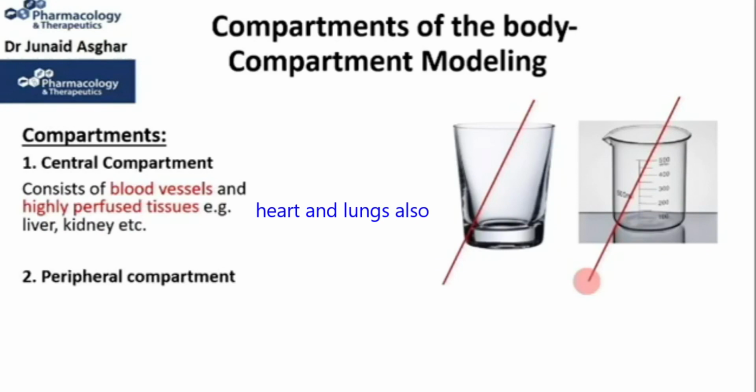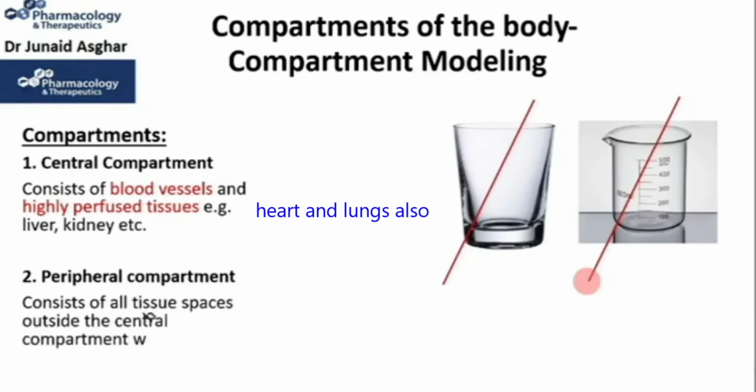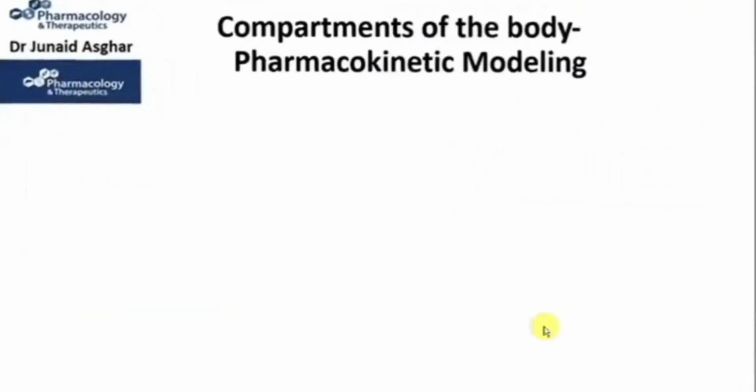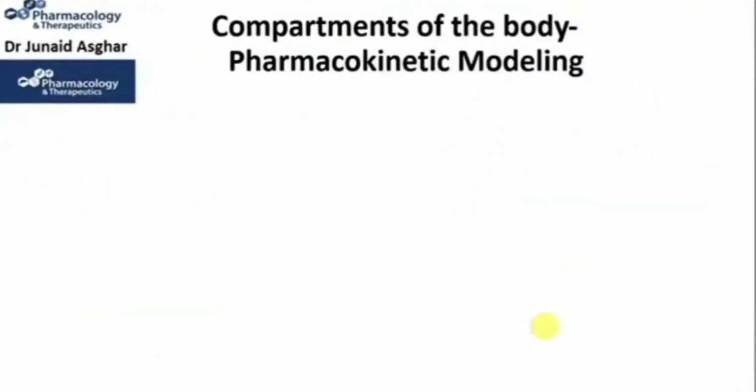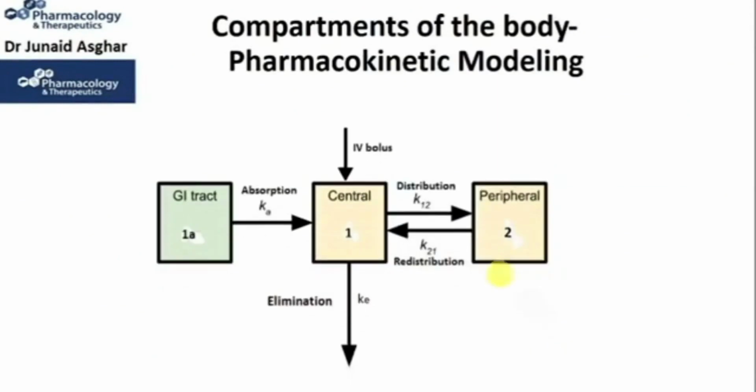And the peripheral compartment, which consists of all tissue spaces outside the central compartment, which are less perfused with a less blood supply, for example, skin and adipose tissue. Now we will explain this by taking an example of a two compartment model, the central compartment and the peripheral compartment. Let's discuss this in a purely pharmacokinetic way.